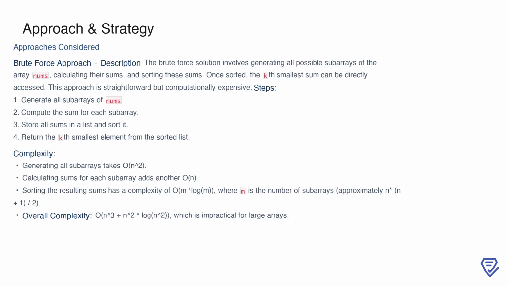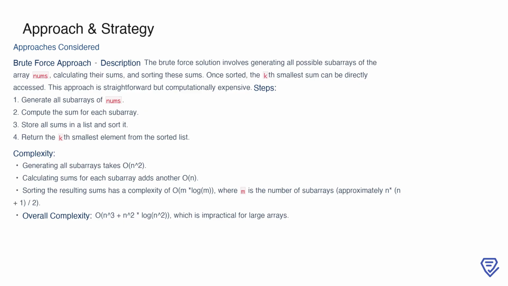To tackle this problem, one straightforward approach is the brute force method. Here, we generate all possible subarrays of the input array nums, calculate the sum for each subarray, and store these sums in a list. Once we have all the sums, we can sort the list and directly access the Kth smallest sum. While this method is intuitive and ensures correctness, it is computationally expensive.